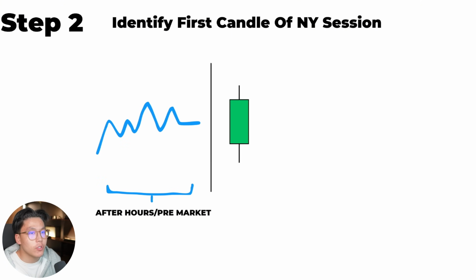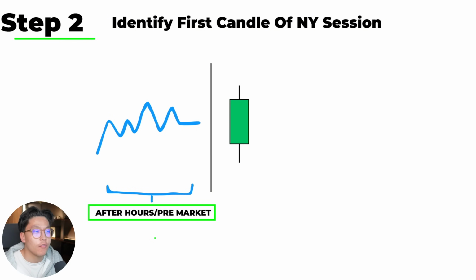And step number 2 is identify the first candle of New York session. So we had our previous day, and now what we have is our after hours and pre-market. So after hours happens from 4 a.m. all the way to 9:30 a.m. Eastern Standard Time. And now we're back into the regular session, which will start at 9:30 a.m. Eastern Standard Time. And what I'm going to do is identify my first candle. So I'm going to mark out the candle range high and the candle range low.